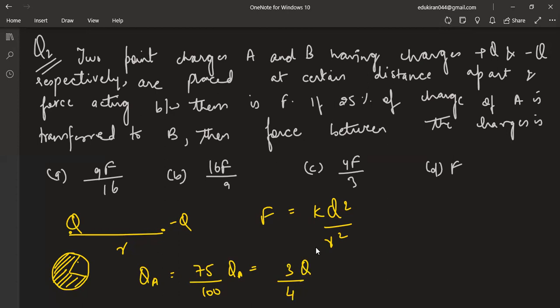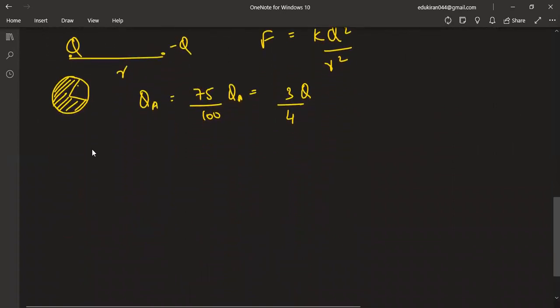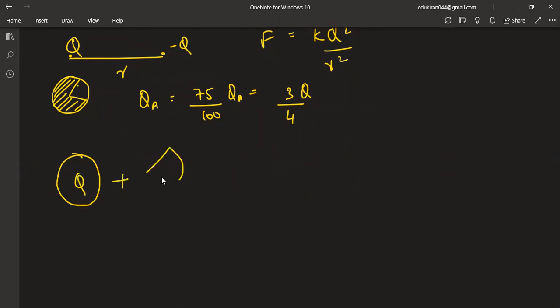That is QA. Now what will happen to B? B was earlier having Q charge, plus it is now receiving the other 25% of charge that A has transferred. So what is the charge on B now? QB will become this Q plus the 25% of A that has been transferred. So that becomes how much? This will also be 3 by 4 only, minus 3 by 4, so also minus.